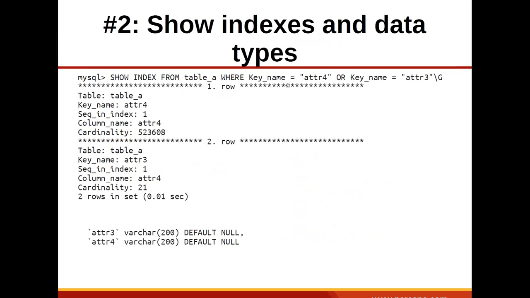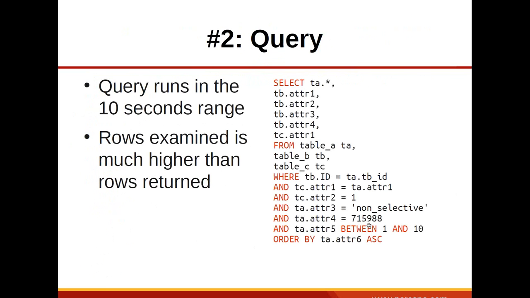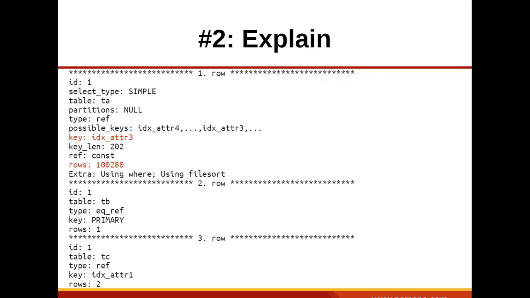And if we do a show index from table, then we can see the 2 indexes. And indeed, for attribute4, the cardinality is 21. And if we check the column definitions, they are both varchars. But this is not quoted in the query. So it's a varchar column, but we are using an integer to query it. This is an integer stored in a varchar column. It is not a good practice, but still I see this from time to time.